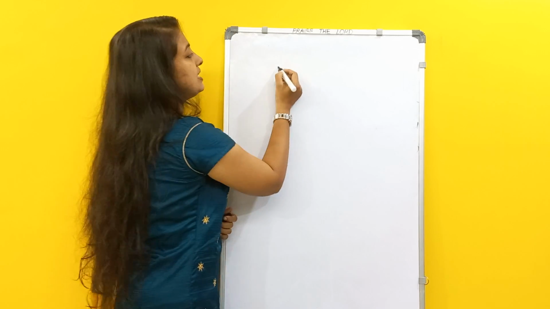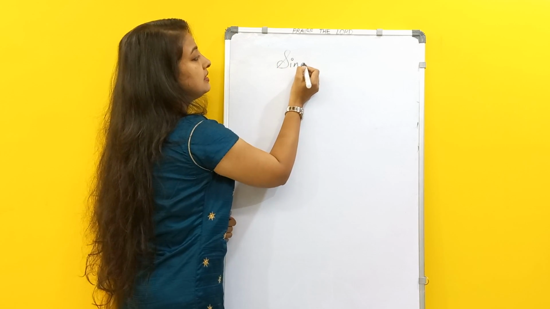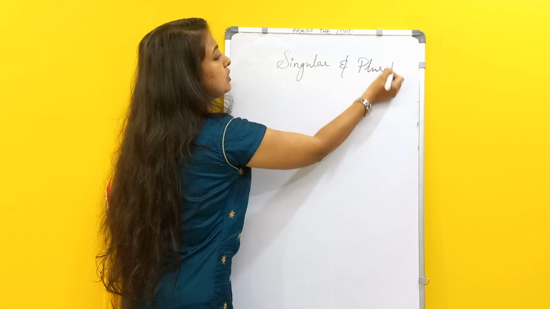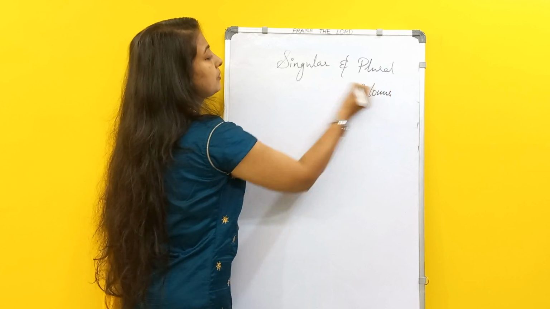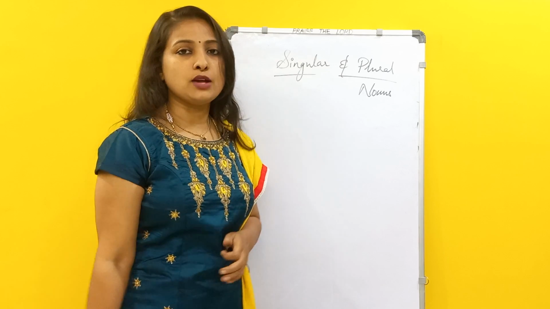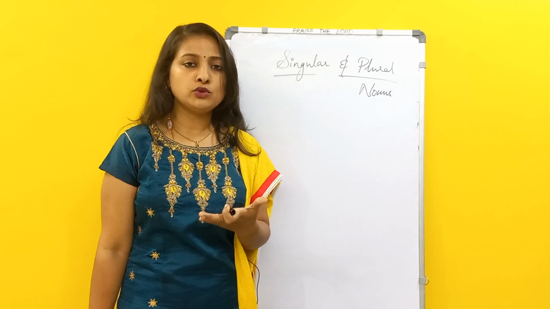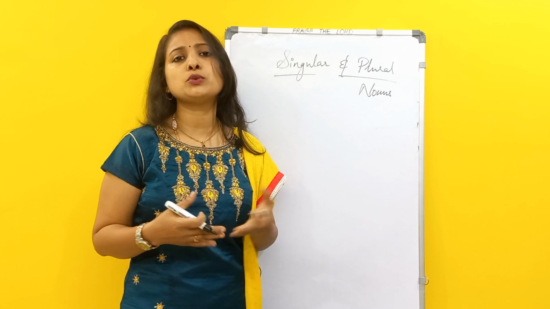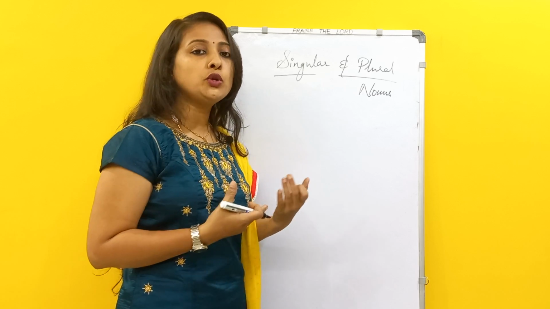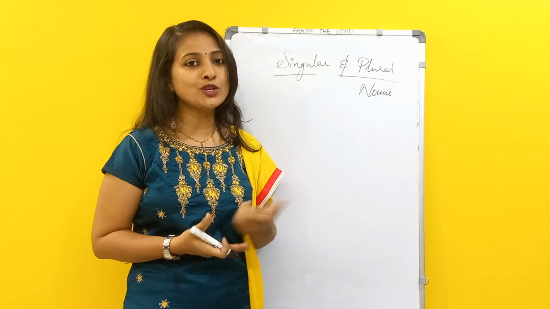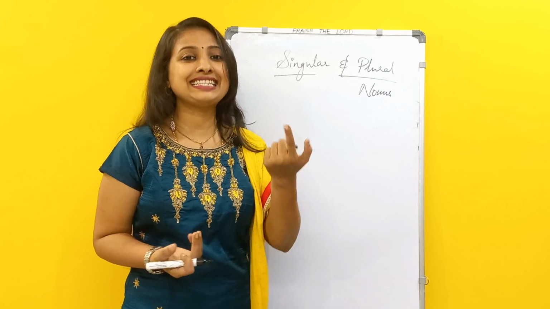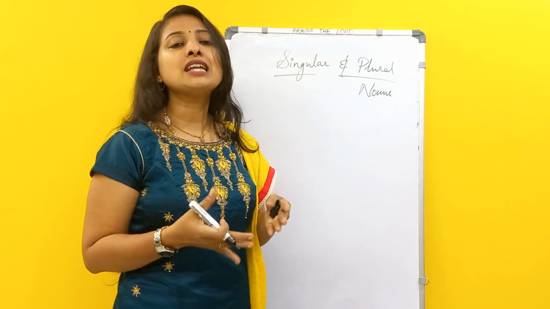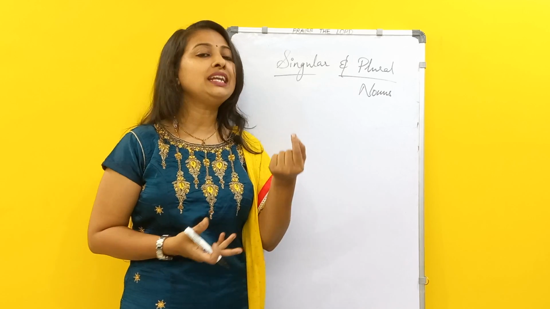Okay, so the next noun is singular and plural nouns. When we are talking about singular and plural nouns, in the previous sessions also I have told you what a singular noun is. First of all, we know what a noun is, isn't it? So singular means single. All those which are just one. So a singular noun is nothing but any noun which is only one in number.